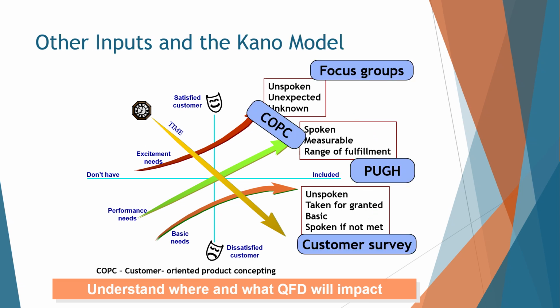Other inputs in the Kano model. How do you get the voice of the customers? You engage in focus groups. You have to understand what the cost of poor quality is. Yeah, you can do Pugh charts. You can do customer surveys.